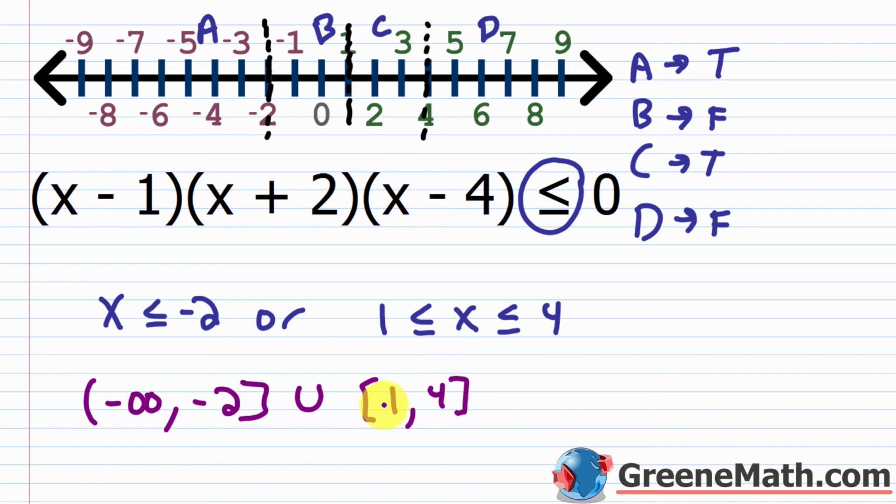So graphically, we can say that at negative 2, we'd put a bracket. We'd shade everything to the left. And then at 1, we'd put a bracket. And at 4, we'd put a bracket. Let me make that a little bit better. And then we'd shade everything in between here. Okay? So this is our solution graphically. This is our solution using interval notation. And then again, using x, we can say x is less than or equal to negative 2, or x is greater than or equal to 1 and less than or equal to 4.